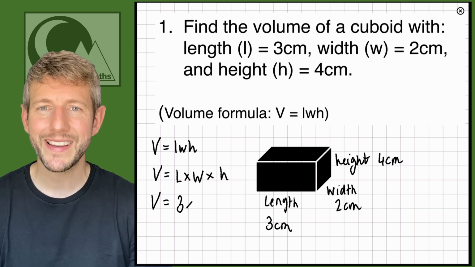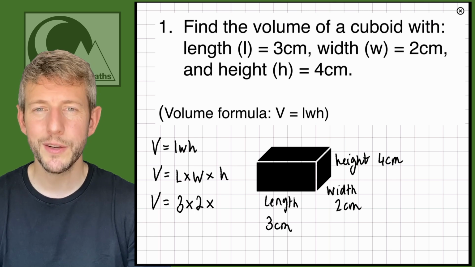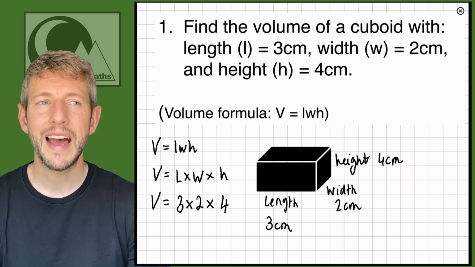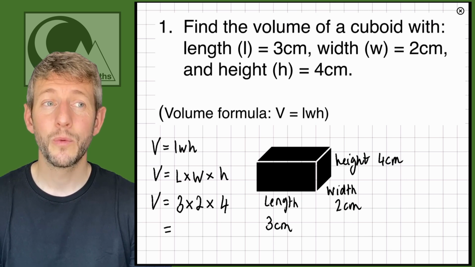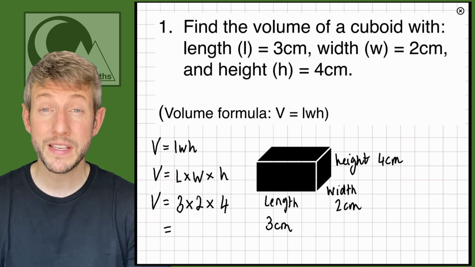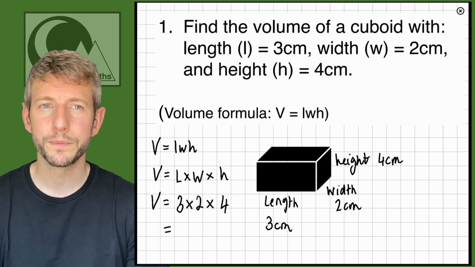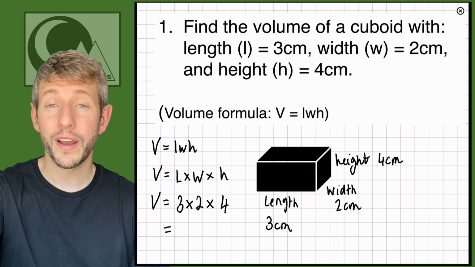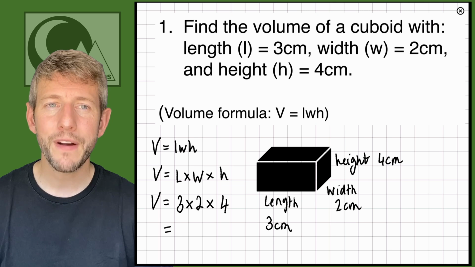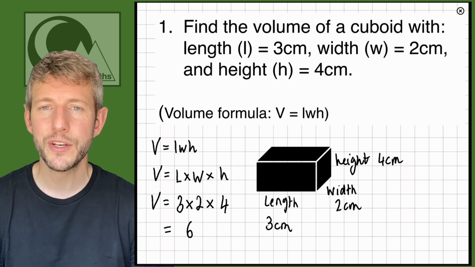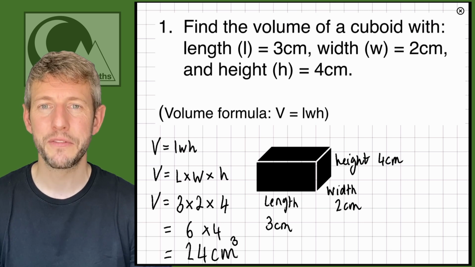Okay, now I've done that, I can write the formula again, replacing the letters with the appropriate numbers. So we can see that L is 3, so I'm going to put 3 times, and then W is 2, so I'm going to put times 2, and then H is 4, so I'm going to put times 4. So the formula is telling us that the volume of this cuboid is going to be 3 times 2 times 4. Okay, and we can do that on our calculator, or with one like this we could do it in our heads as well. So let's try doing it in our heads. 3 times 2 is 6. 6 times 4 is 24.